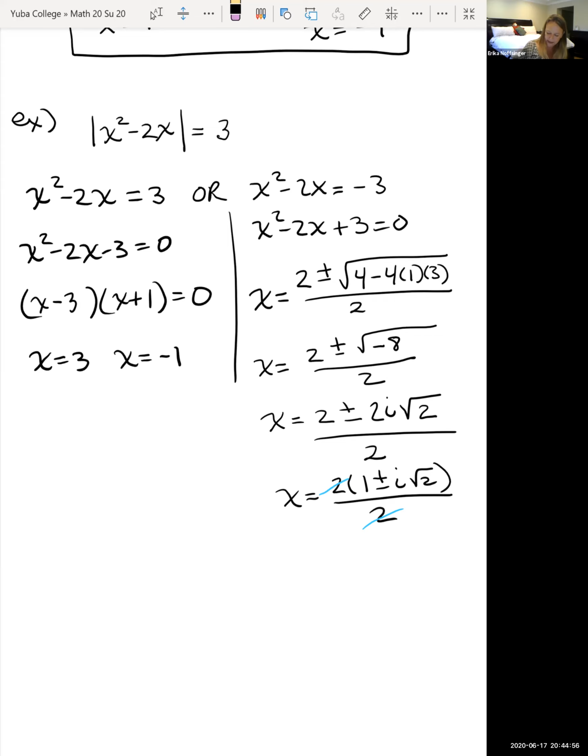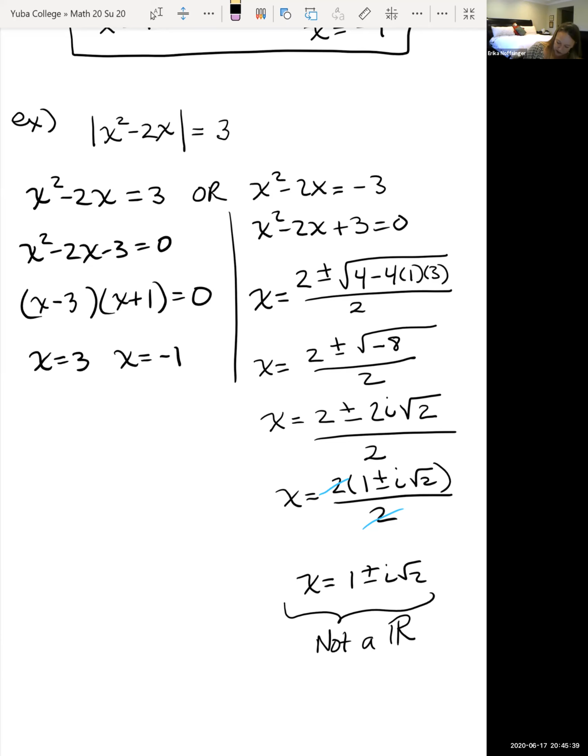And so you're just left with x equals 1 plus or minus i root 2. And if you look at the example, and that's why I said we could stop, it says find the real solutions, if any, of each equation. And so notice this is not a real number. We talked about that R meant real numbers.